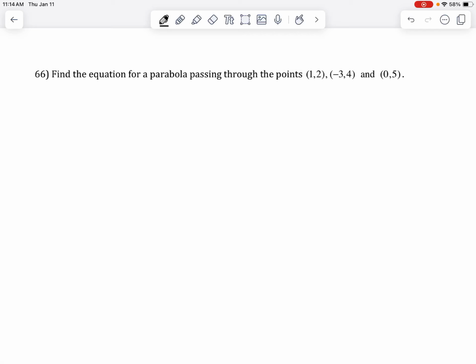Well, here's an interesting application for systems of equations. You've got a parabola that's going to pass through 3 points. Just for a quick visualization, if you go to 1 comma 2, which is approximately right here, and then negative 3 comma 4, which is approximately right here, and then 0 comma 5, and that would be approximately right here. Then there's going to be a parabola that, okay, my picture isn't beautiful, but there's going to be a parabola that goes through those 3 points.